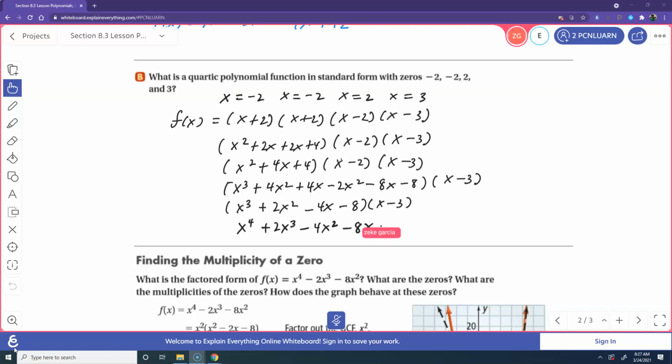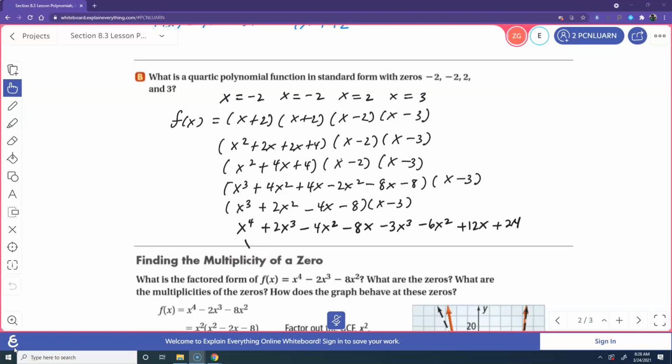Negative 3 times x cubed gives you negative 3x cubed. Negative 3 times 2x squared gives you negative 6x squared. Negative 3 times negative 4x gives you positive 12x. And then negative 3 times negative 8 gives you positive 24. And then you're going to go ahead and simplify.